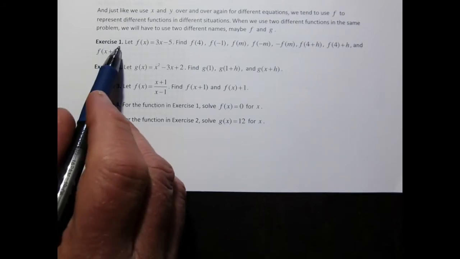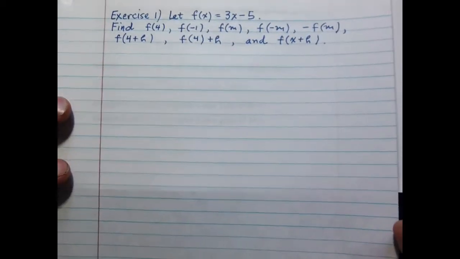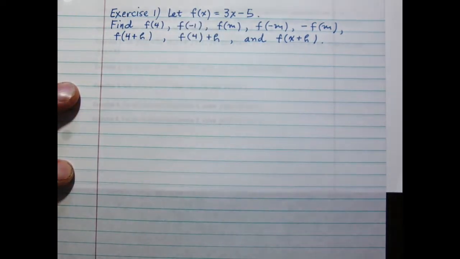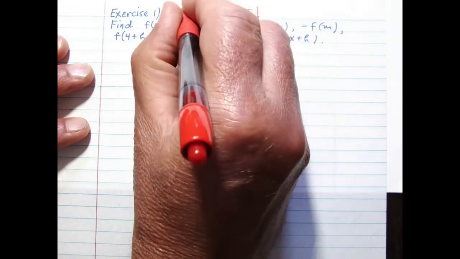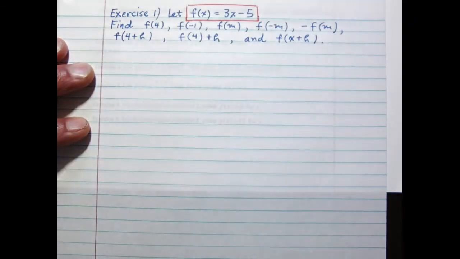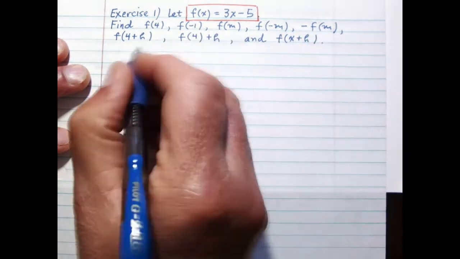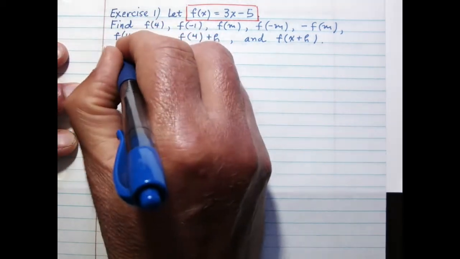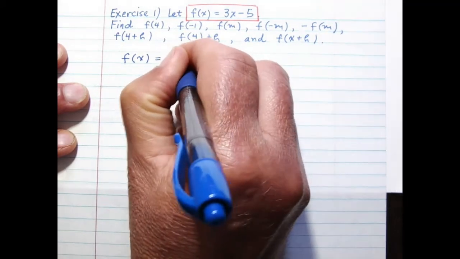We're going to go right ahead and start working on exercise 1 from the handout that I've rewritten here by hand. So we're working with this function, let f of x equals 3x minus 5. And we want to find f of 4, f of negative 1, down the line. So let's go ahead and compute each one of these. So I'm just going to recopy my function here. f of x is 3x minus 5.